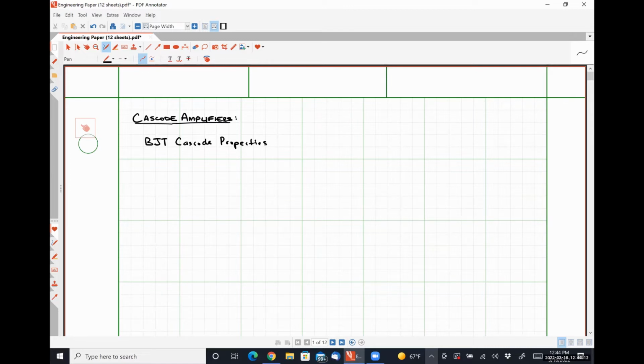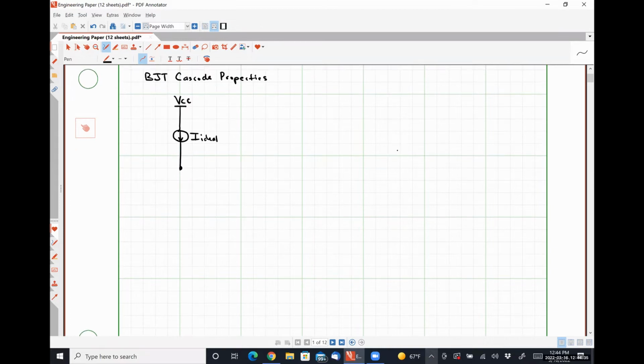So our BJT cascode amplifier looks like this. And we are going to start with an idealized case where we are biasing our amplifier with an ideal current source. I'm going to call it I ideal. And then down here below the current source, we have our amplifier.